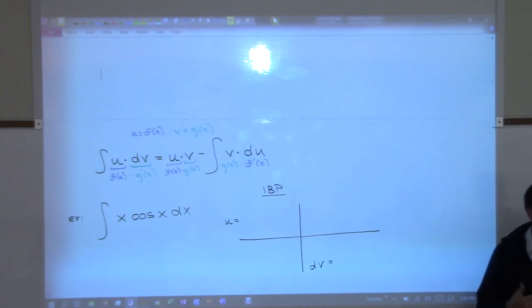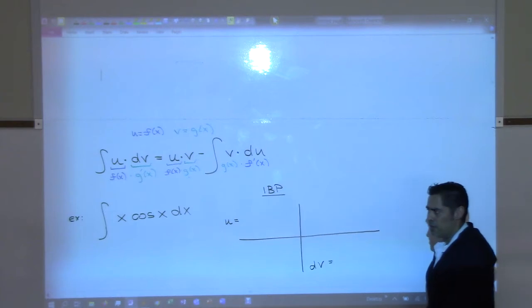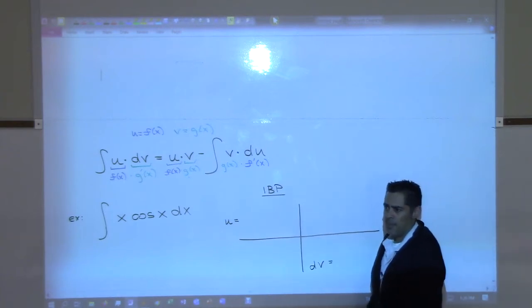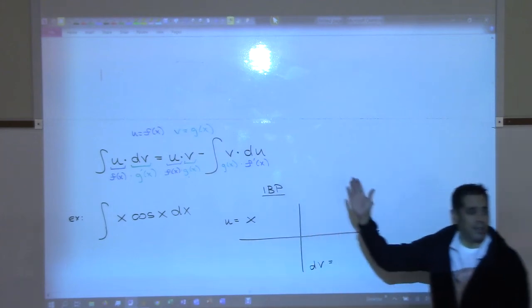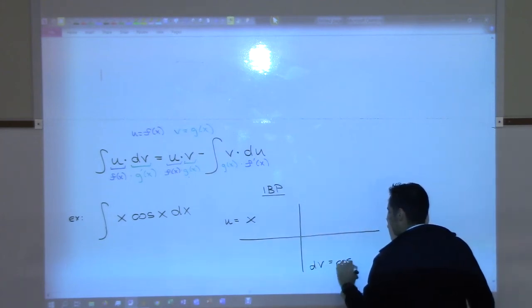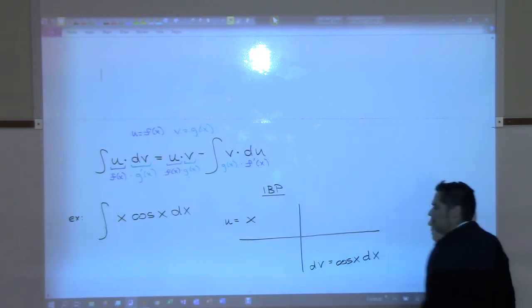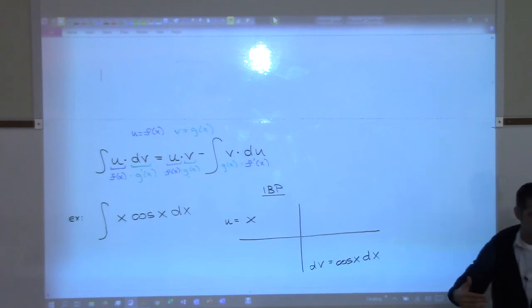I have to make that choice first of which of those functions is going to be the u and which one is going to be the dv. So we already went through this, right? So u should be the what? The x, right? U should be the x, and the dv should be everything else that's there, including the dx. So this should be cosine x dx. All right, that's the choice you make, right?